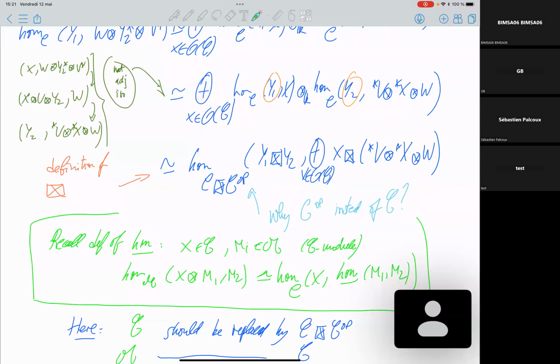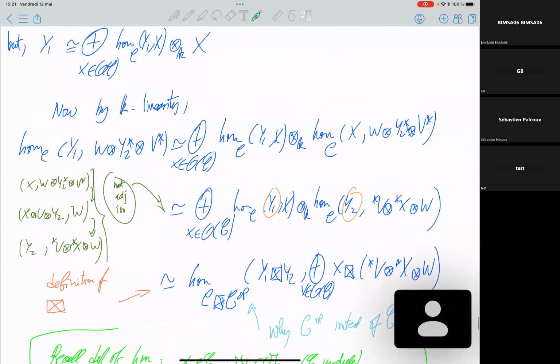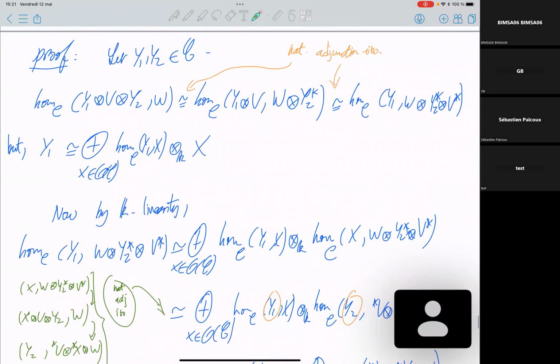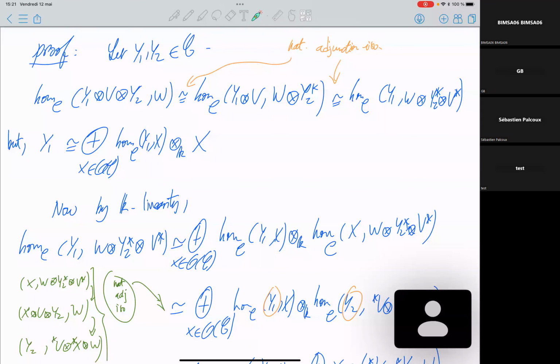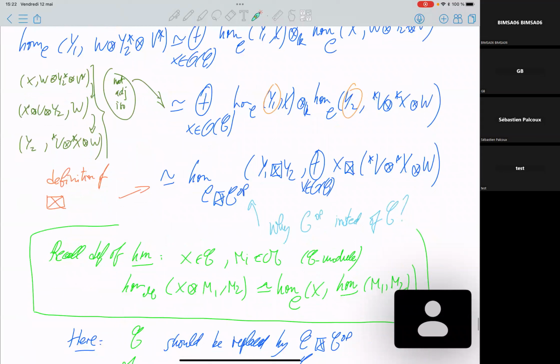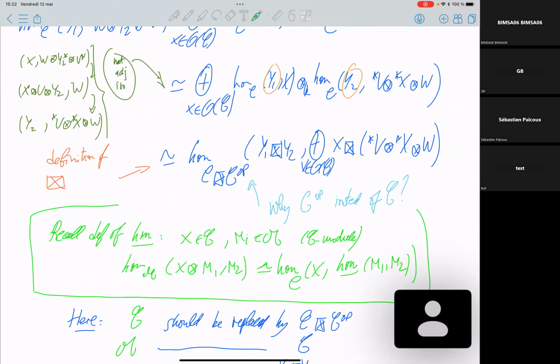The fact here is that we are using this kind of action, y1, y2 acting on V, which is exactly that. In this action, you need to have C on the left, but C^op on the right, because it's an action of C^op on the right. We reverse the tensor product. That's why you need C^op instead of C.